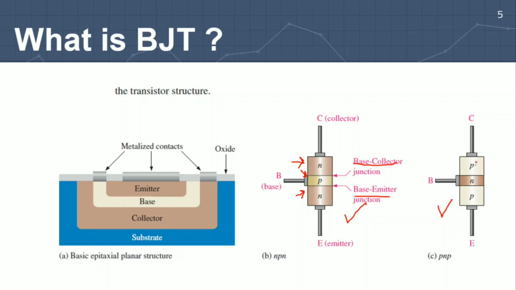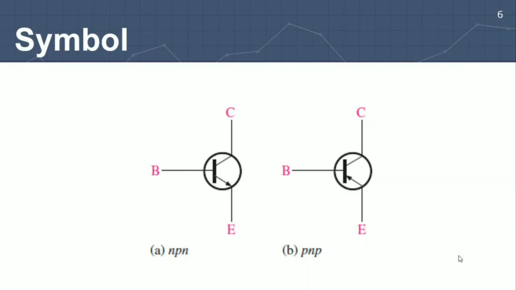The PNP transistor looks completely opposite to it. So this is a P-type collector, P-type emitter, and N-type base. This is again the collector-base junction, and this is the base-emitter or emitter-base junction. So this is the NPN transistor and this is the PNP transistor.